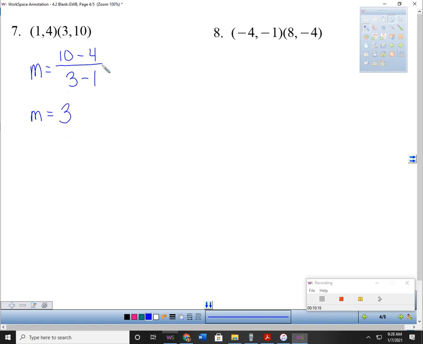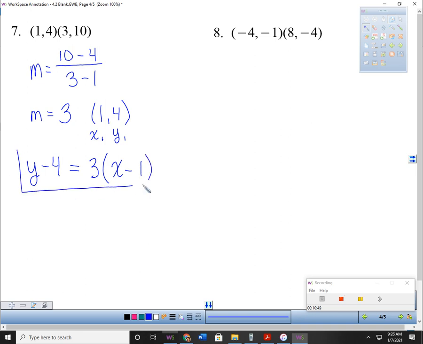And then you're going to pick one of these points. I'll let you guys pick. Do you want to pick the first point or the second point? First point, so we'll do 1, 4. And remember that point represents the x1 and the y1. So I have y minus 4 is equal to my slope, 3, times x minus my x value, and there's the point-slope form because I don't have any double negatives or anything to simplify, right?